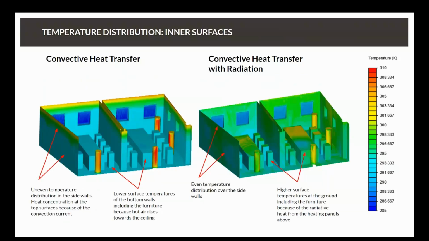Again, if we look at this in a 3D way, you'll see on the left-hand side without radiation, the people are quite warm because none of the heat that they are emitting is able to be radiated away from them.